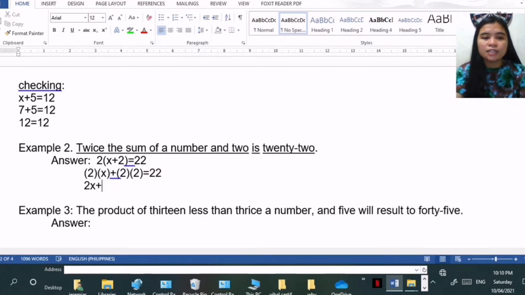So, magiging ganyan. And then, 2 times 2, that is 4. And then, copy equal, and then copy 22. Ayan. So, yan na yung bago natin. Naging 2x plus 4 equals 22. Sana ay naunawaan nyo kung saan galing yung 2x at saka yung 4. Kasi nga, dinistribute 2 times x and then 2 times 2.